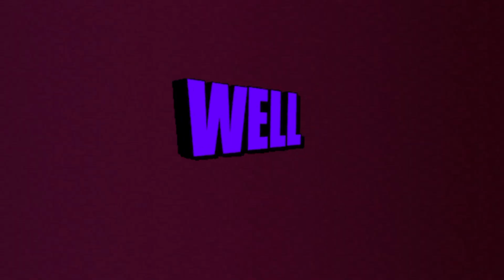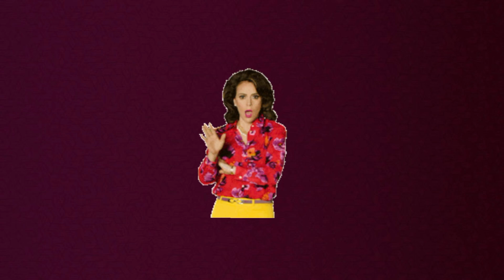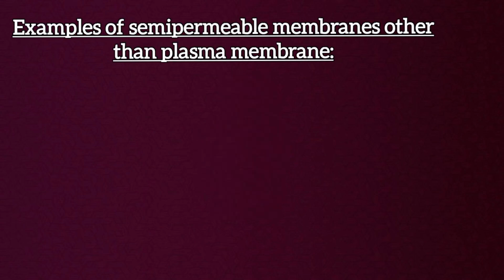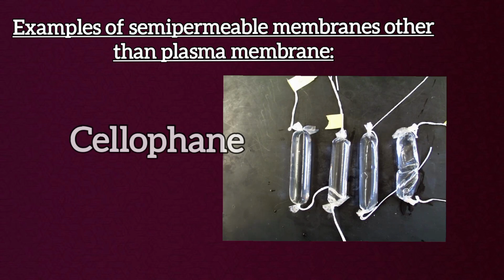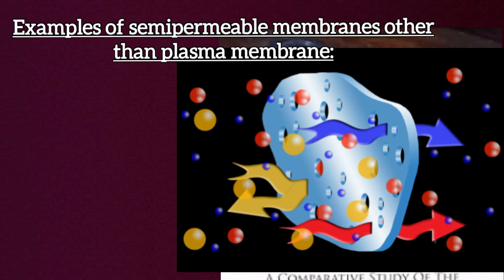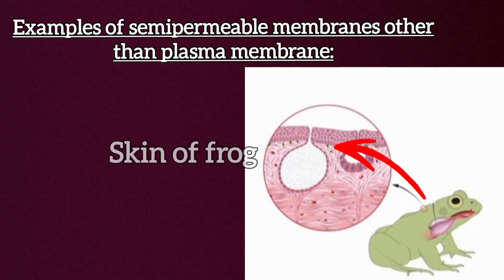Hope you understood well. As we came to the end, let me give you some more information regarding semi-permeable membrane. Besides the plasma membrane, there are some more examples of semi-permeable membranes. They are cellophane, which is used for dialysis tubing. Next, copper ferrocyanide, and certain types of synthetic polymer membranes. Even the skin of a frog also works as a semi-permeable membrane.